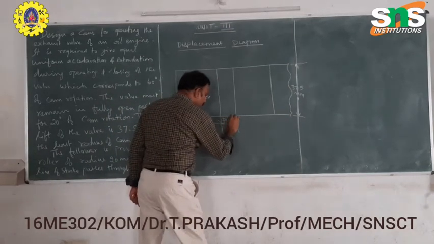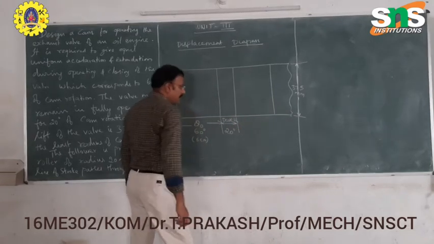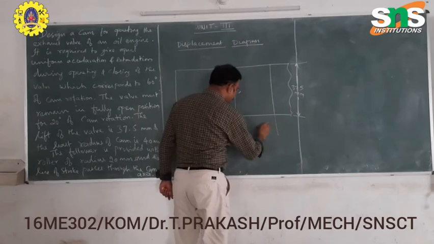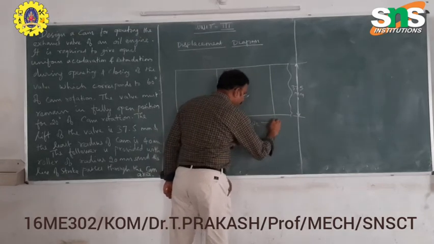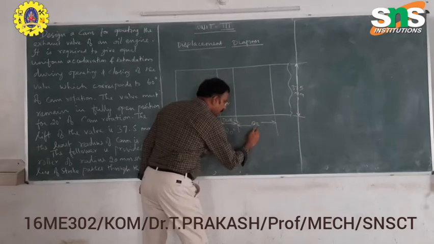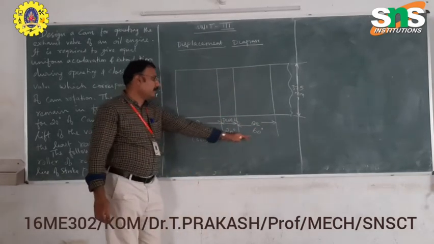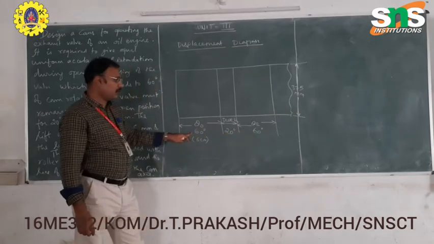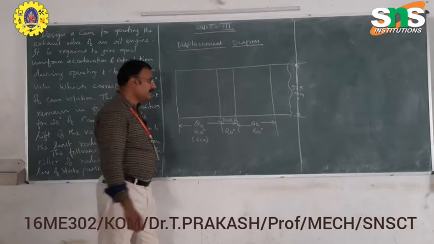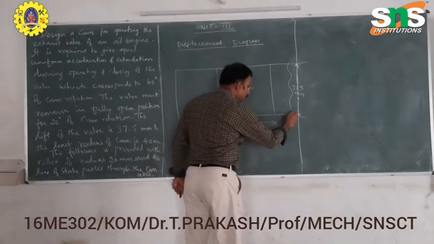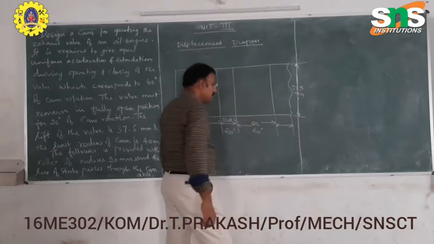The dwell period is 20 degrees. We mark it as 2 centimeters. Next, the return stroke. The closing of the valve takes place at 60 degrees, as 6 centimeters. The remaining angle: 60 plus 60 is 120, plus 20 is 140. What is the remaining value?